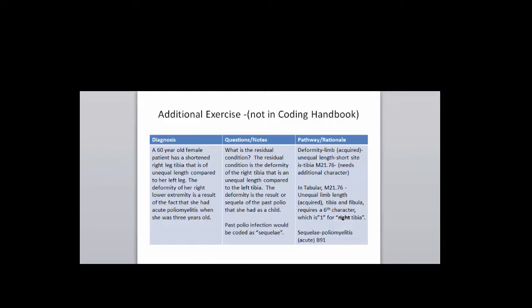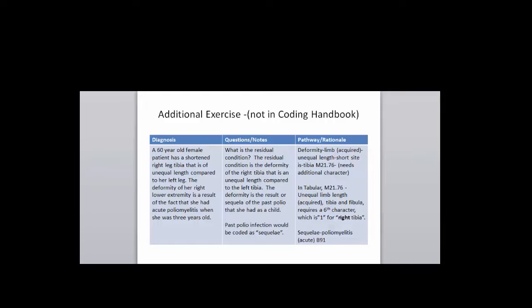Now I'm going to go through a couple of exercises that are not in your coding handbook because I think they're good practice for reading a little bit more than one line and asking the questions that you have to ask to know how to code diagnoses. In this scenario, a 60-year-old female patient has a shortened right leg tibia that is of unequal length compared to her left leg. The deformity of her right lower extremity is a result of the fact that she had acute poliomyelitis when she was 3 years old.